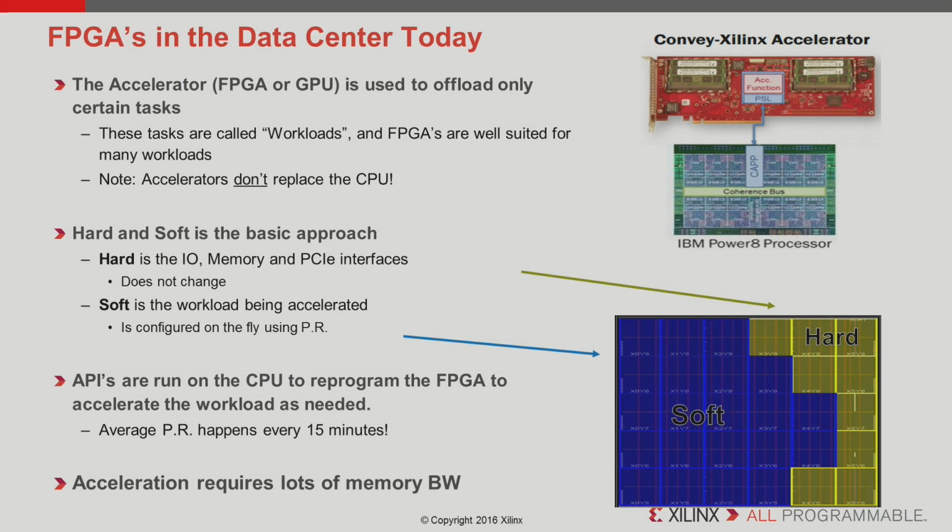Acceleration itself requires a lot of memory bandwidth, and this is where the HBM comes in. FPGAs are also naturally quite parallel in how they operate. In conjunction with the high bandwidth memory, you can have parallel computational workloads.